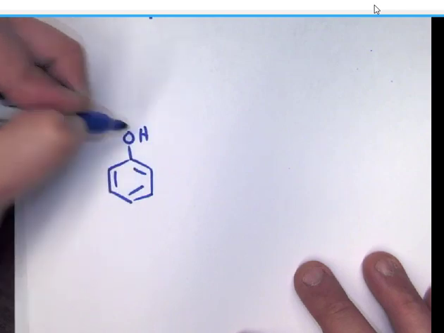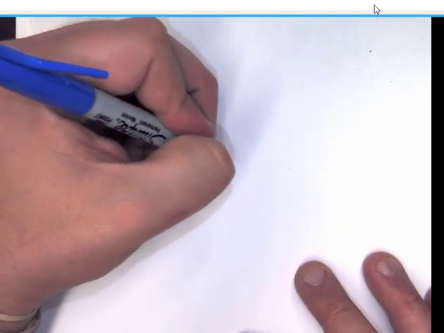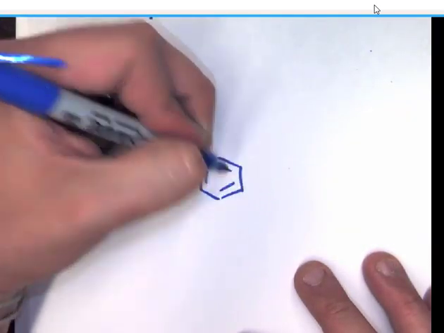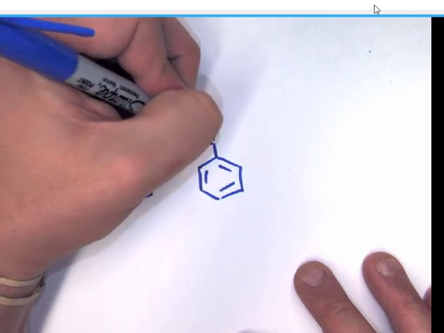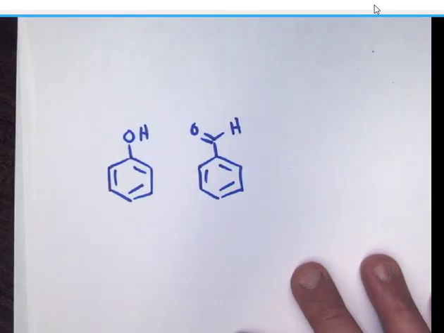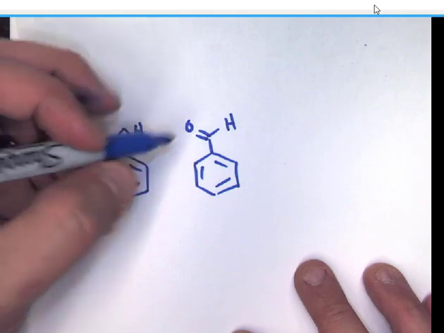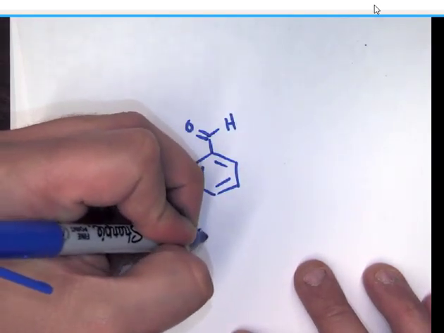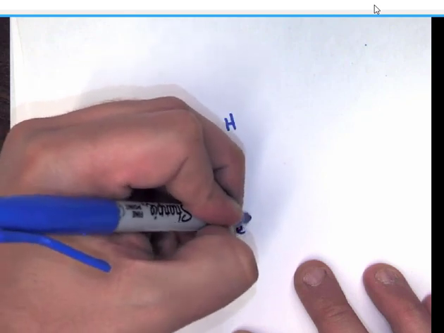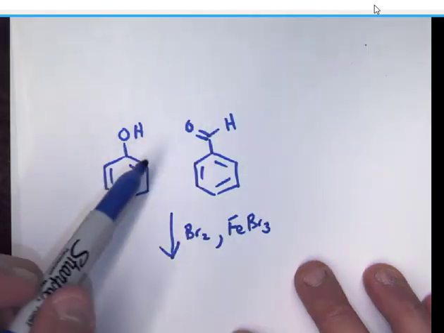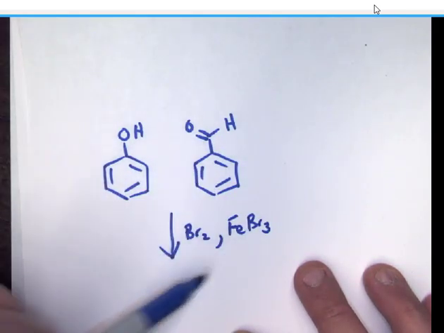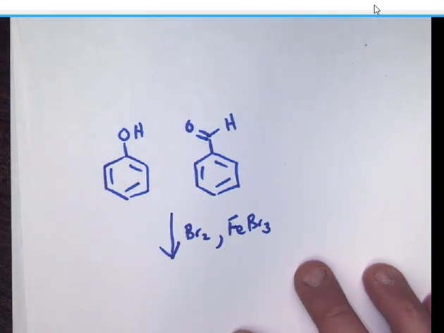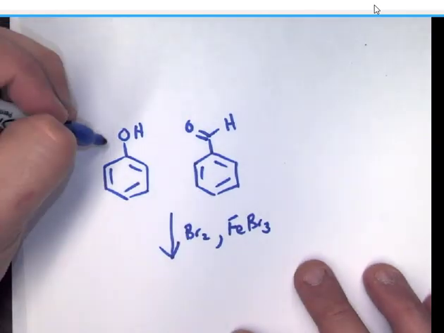if I have phenol versus benzaldehyde here. If both of them, right, if I had a mixture of these and I said, all right, I'm going to do Br2 with the iron bromide now. If I'm going to have a mixture of these two and try and brominate, which one do you think is going to get brominated more readily? Well, it's going to be this one, right?